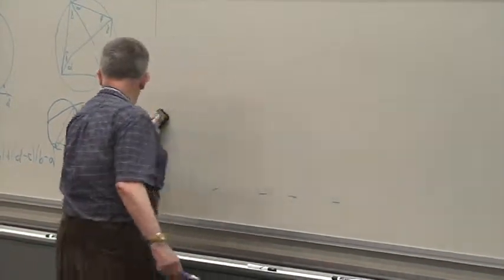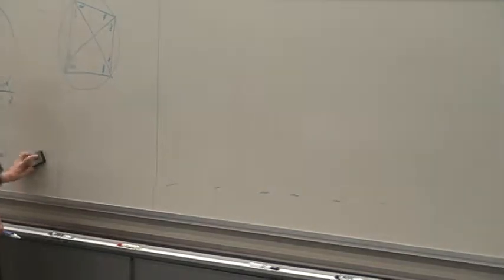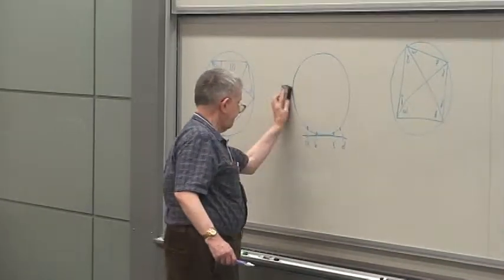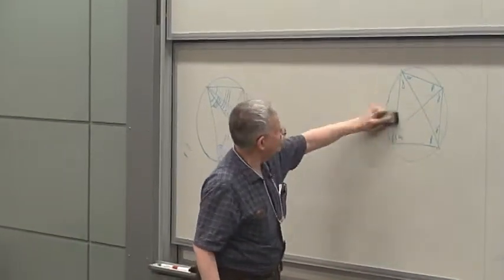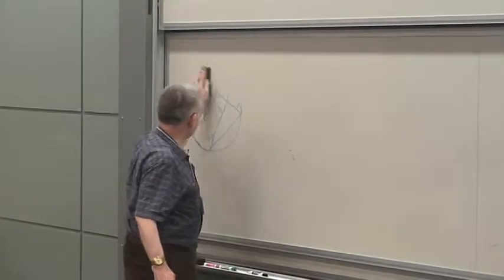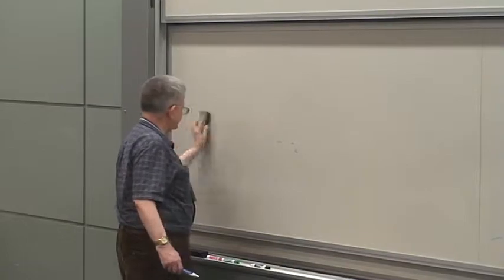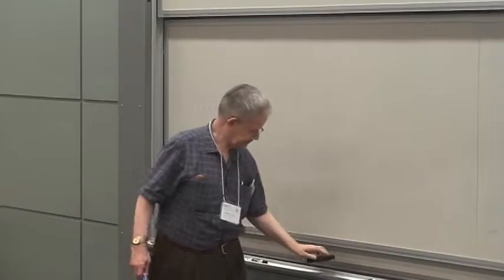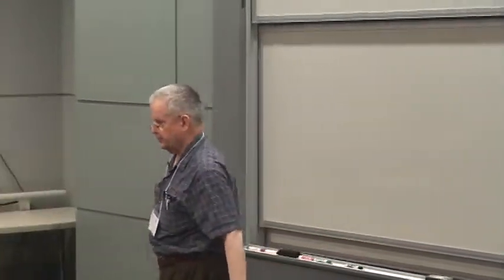Now I want to state one more geometry problem. Oh, I want to do one other thing dealing with Ptolemy's theorem. There's an Irishman named Casey who back in the 19th century found an extension of Ptolemy's theorem. I'm not going to give you the full theorem.